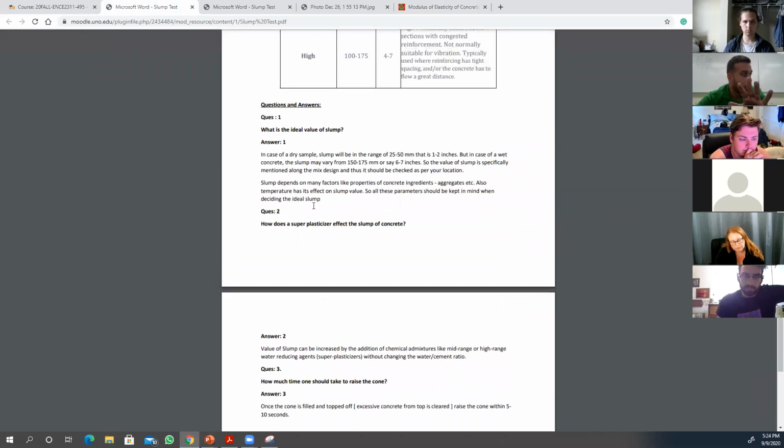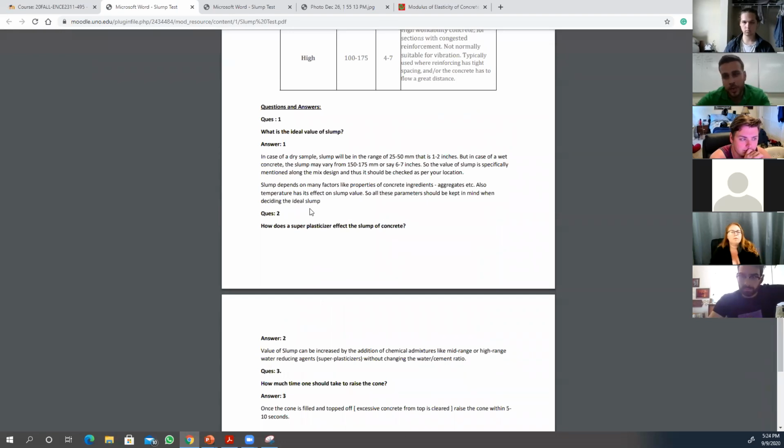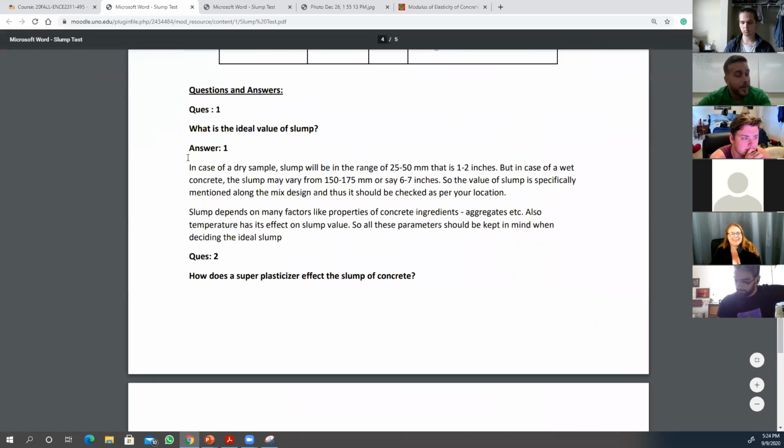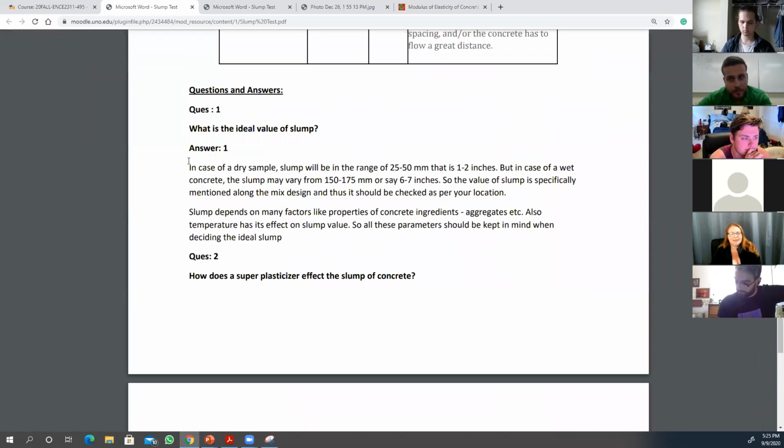Okay, so you got this part too. I assume that there are questions, and I'll also put the answers. So I don't want you to waste your time answering them. I have the answers. But look at these, because these might come up on the exam, midterm exam, okay? What is the ideal value of slump?